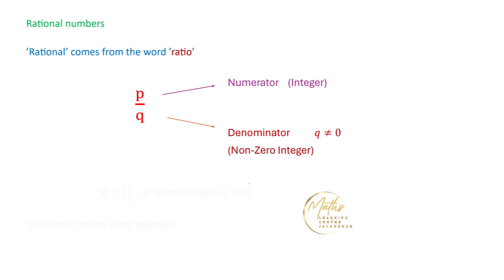And the collection of all these rational numbers is denoted by Q. This Q comes from the word quotient. So we can define the rational numbers as the numbers in the form P by Q such that P and Q are integers and the denominator Q is not equal to 0.